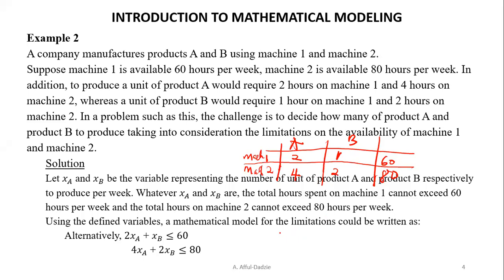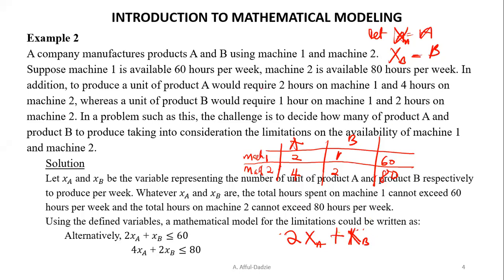So here you've been able to represent this information. Let's just define our decision variables. We can say let XA be product A and XB be product B. Okay, so here the equation is just written as we have here. For product A, we need 2 hours of machine 1 plus 1 hour of machine B, machine 2, okay?